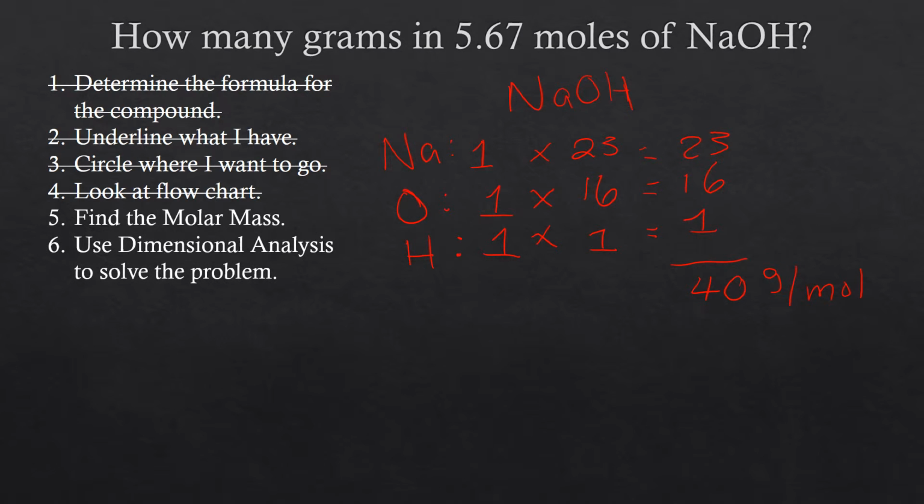The next thing to do then is to solve the problem using dimensional analysis. And we reviewed dimensional analysis before, but if you need more help, I would review the video on Chapter 3 for this. But for dimensional analysis, we put what we are given first. We're given 5.67 moles of NaOH.